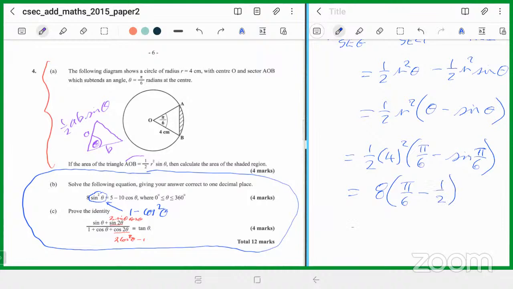And if you want to leave it in terms of pi, 8 times this becomes 8 pi by 6, which is 4 pi by 3 when we simplify it. 8 times half is 4. So we're subtracting 4. And this would be centimeters squared. That's the exact value of it, if you want to leave it like that. Or you could put it in the calculator and work it out.